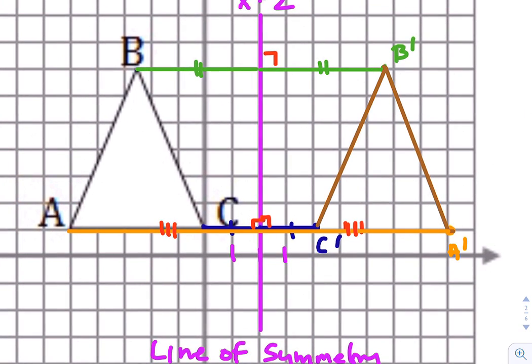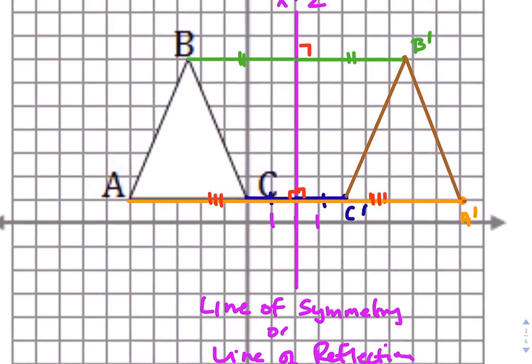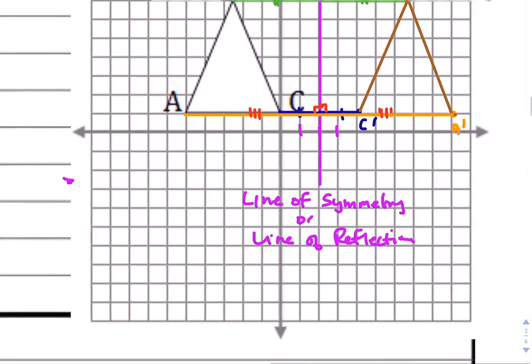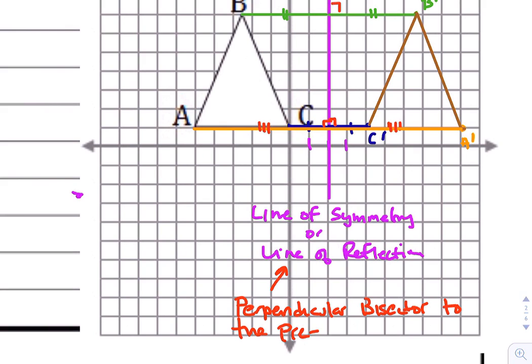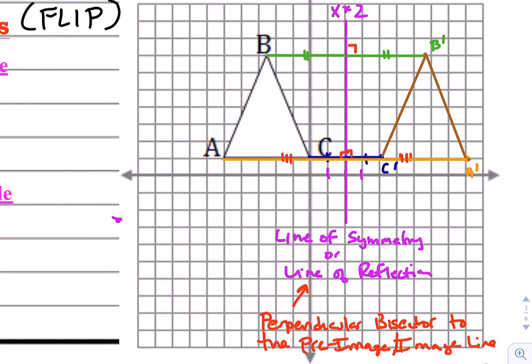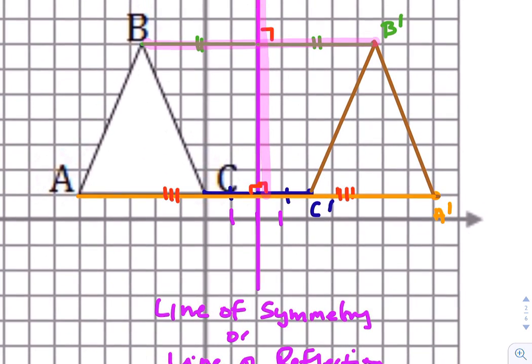And so we can consolidate that. So to be a reflection, you have to have a line of symmetry or line of reflection, okay? And that has to be a perpendicular bisector to the pre-image image line. Okay? In other words, the line that I draw from my pre-image to my image has to interact with the line of symmetry in such a way that it bisects and is perpendicular. And you'll notice it's true for all 3 of them.